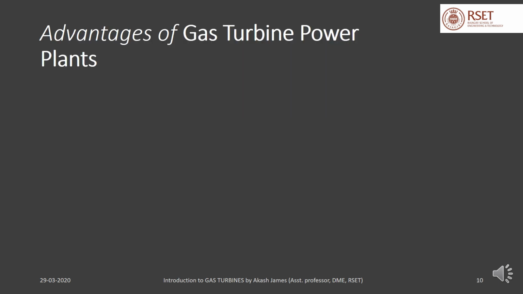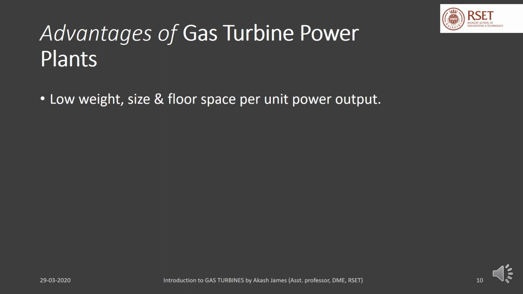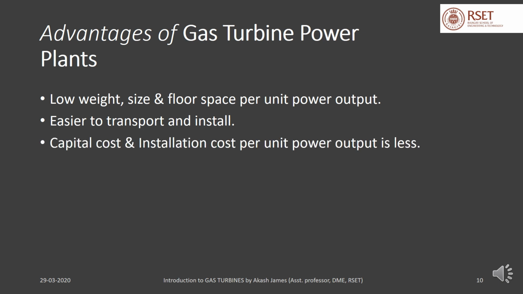Advantages of a gas turbine power plant. Most of the advantages listed here are that of an open cycle gas turbine power plant when compared with a steam turbine power plant. As we have studied, a steam turbine power plant requires large structures like boilers, cooling towers, etc. So one of the obvious advantages of a gas turbine power plant is its compactness. It is low in weight, size, and floor space per unit power output. That makes it easier to transport and install, and also the capital cost and installation cost are also lower per unit power output compared to a steam turbine power plant.